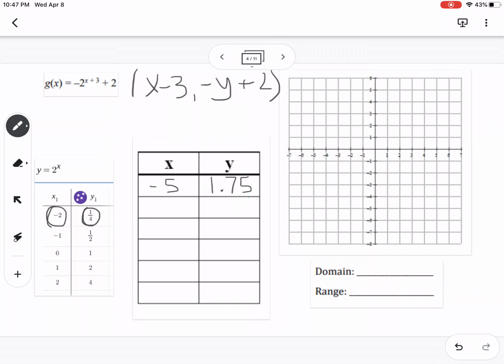Where are we? X is -1, so -1 minus 3 is -4. -1/2 plus 2, so that's 2 minus 1/2 is 1.5. X is 0. 0 minus 3 gives me -3. And then y was 1, so -1 plus 2 is 1. 1 minus 3 gives me -2. -2 plus 2 gives me 0. And then 2 minus 3 is -1. -4 plus 2 is -2.